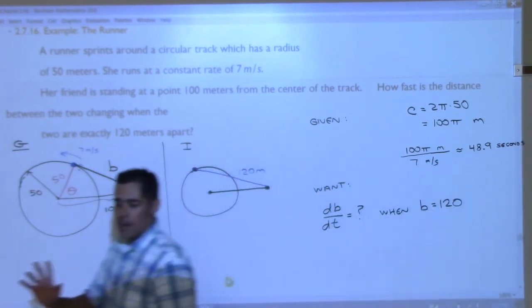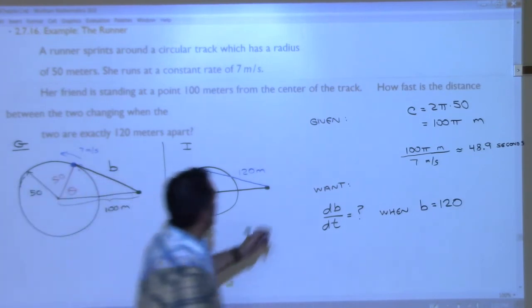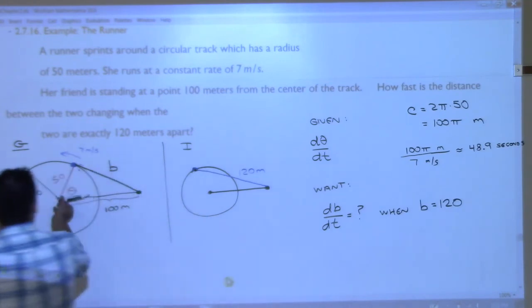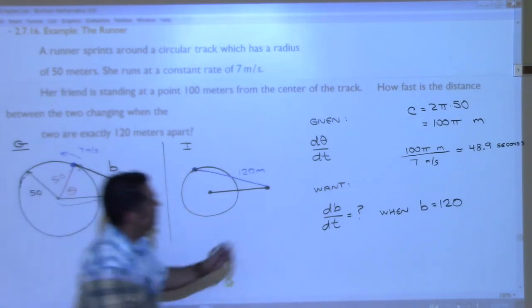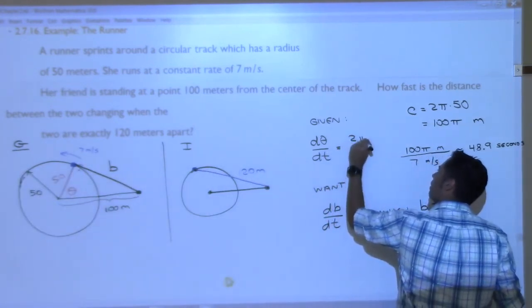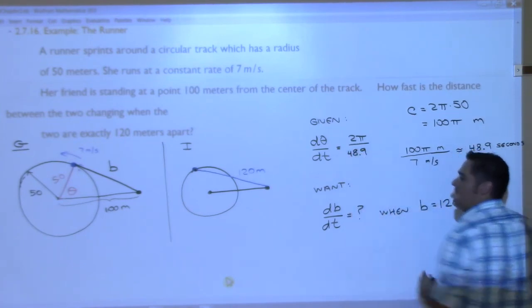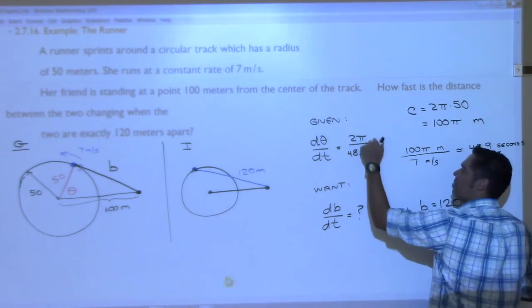Are you following me? Now I would like to know what her angular speed is. So if she goes around the track one time in 48.9 seconds, then she goes through an entire rotation in that much time, and an entire rotation is 2 pi. So if I take 2 pi and divide it by 48.9, that will tell me her angular speed in radians per second. This is 2 pi radians over this many seconds.